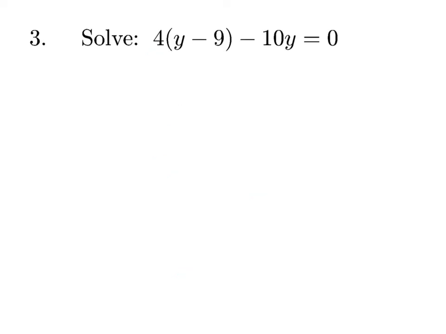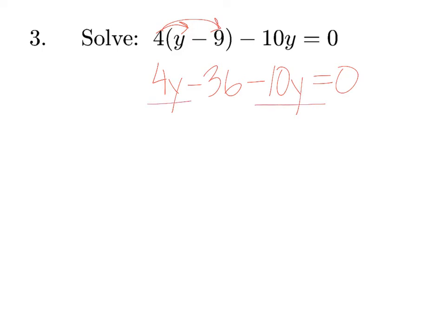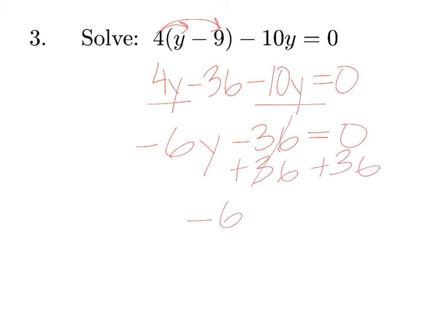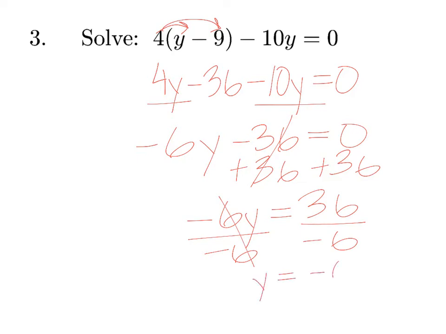First thing we have to do here is distribute. So I get 4y minus 36 minus 10y equals 0. Write out everything step by step. Okay, now I have to add the like terms. 4y minus 10y is negative 6y. Then I have minus 36 equals 0. I'm going to add 36. I get negative 6y equals 36. Divide by negative 6. And I get y is equal to negative 6. On to the next problem.